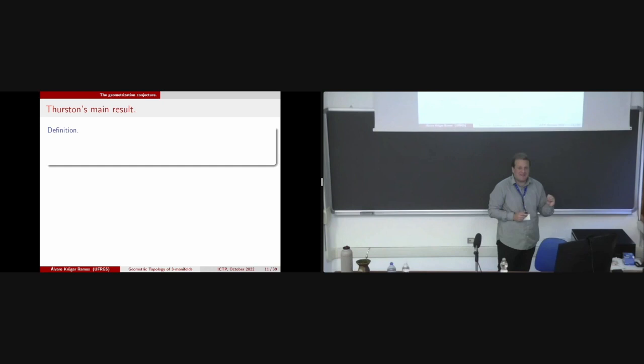All that picture is Thurston, but it's not his main result. Before presenting his main result, I need just a last definition. What is a Haken three-manifold?